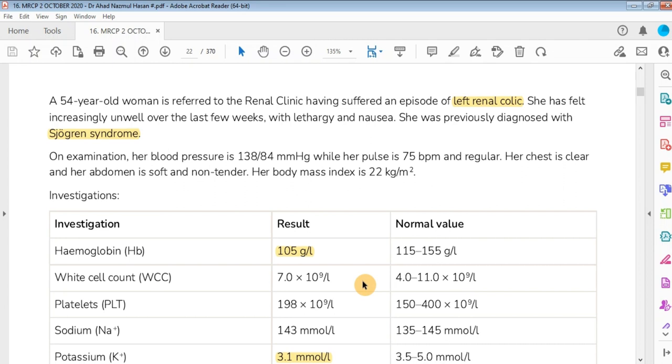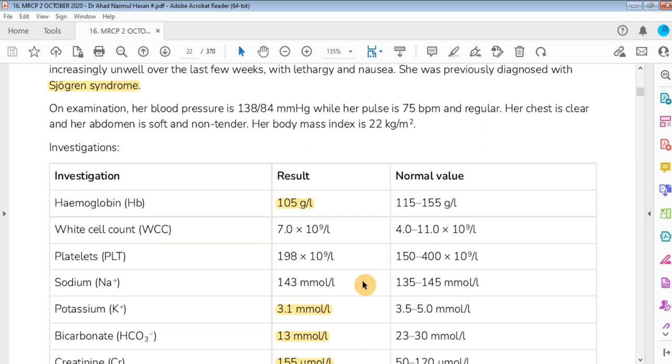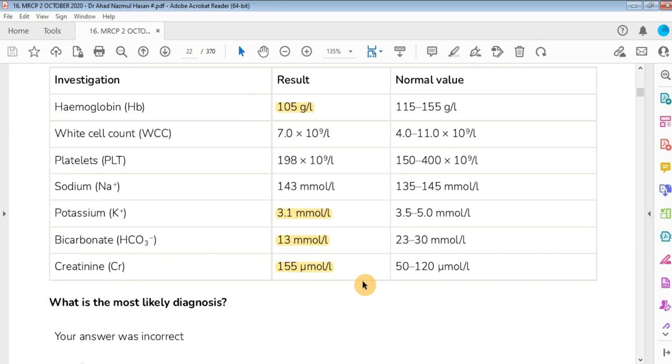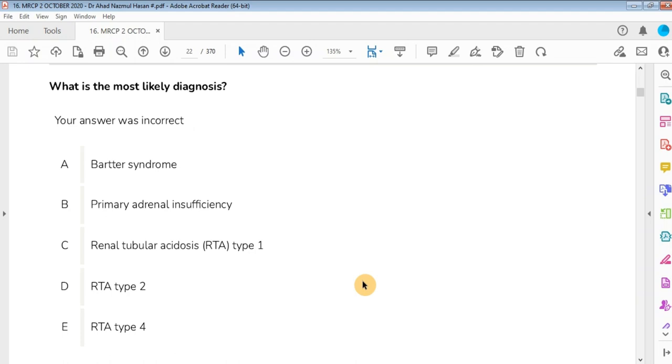On examination, her BP is 138 by 84, while her pulse is 75 beats per minute and is regular. Her chest is clear, her abdomen is soft and non-tender. BMI is 22. Hb is 10.5, TLC 7, platelet 1,98,000, sodium 143, potassium 3.1, bicarb 13, and creatinine 155. What is the most likely diagnosis? Bartter syndrome, primary adrenal insufficiency, RTA type 1, RTA type 2, or RTA type 4?